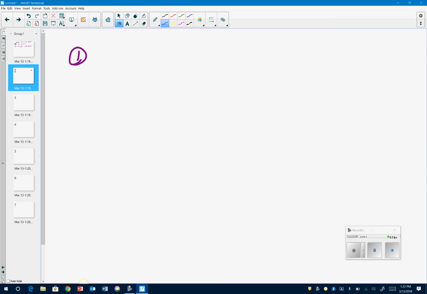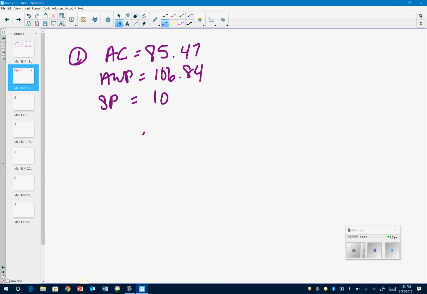But number 1 is Zocor, 5 milligram, 30 tablets. It tells you that the acquisition cost is going to be $85.47. It tells you that your AWP cost is going to be $106.84. And then your selling price is going to be $109.93. And if you look above that, you have a chart that tells you, if the AWP is a certain amount, what is the professional fee.